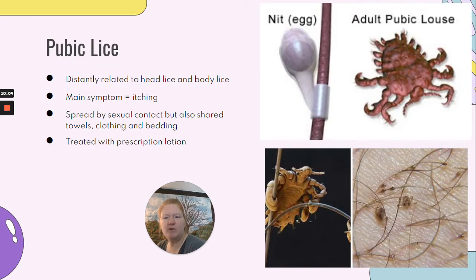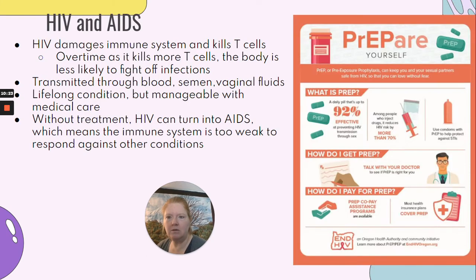Pubic lice. So this is distantly related to head and body lice. Main symptom is itching. It can be spread through sexual contact, but also shared towels, shared bedding, shared clothing. And it's treated with a prescription lotion, similar to ways that you would treat lice in other areas.